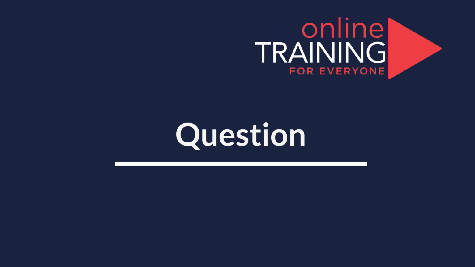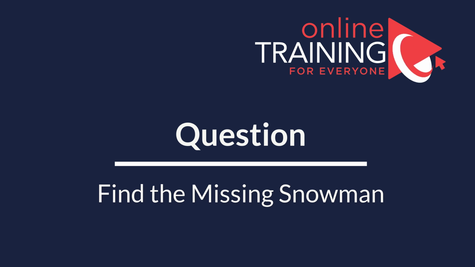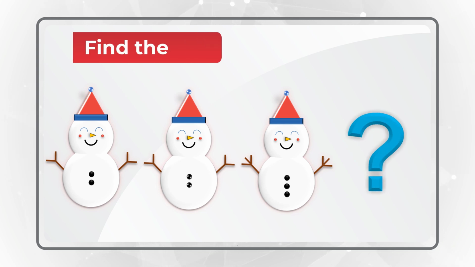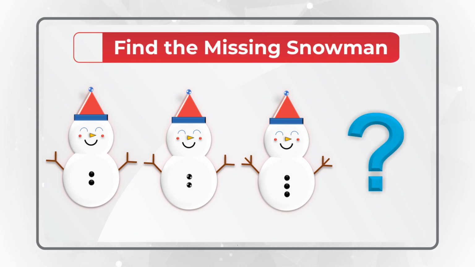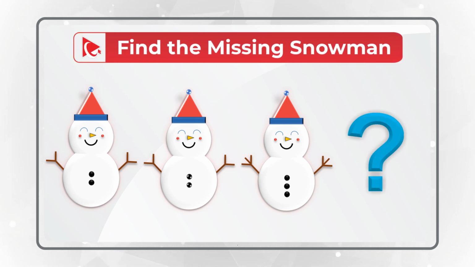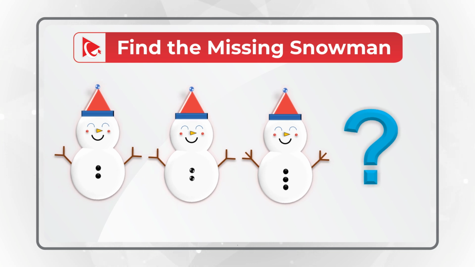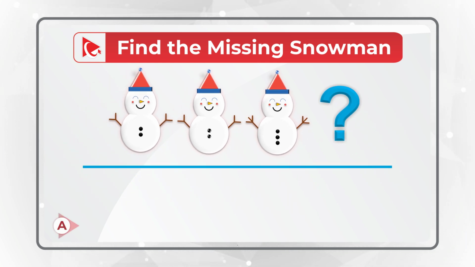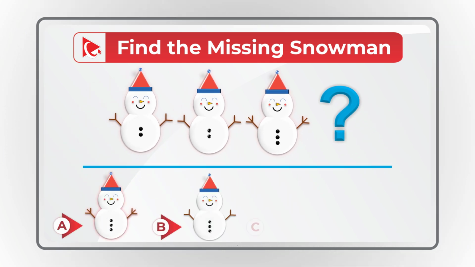And here's the question for you to test your skills. You need to find the missing snowman. Please take a close look at the sequence and see if you can come up with the right answer by selecting one of the 4 following choices. Choices A, B, C, and D.